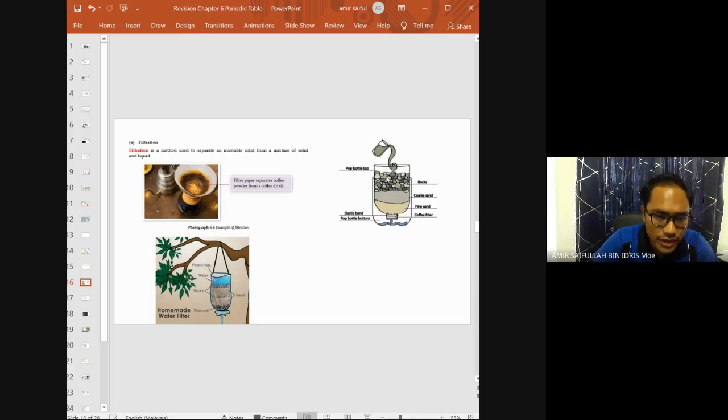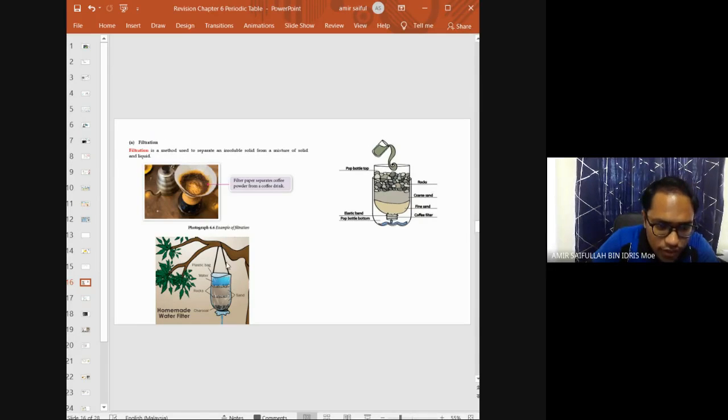Okay, number 1. Filtration is a method used to separate an insoluble solid from a mixture of solid and liquid. We use filter paper to separate coffee powder from a coffee drink. A coffee drink is a mixture of coffee and water. So how do we separate the coffee from the water? We can use the filter paper, the filtration method. So this is a filtration method.